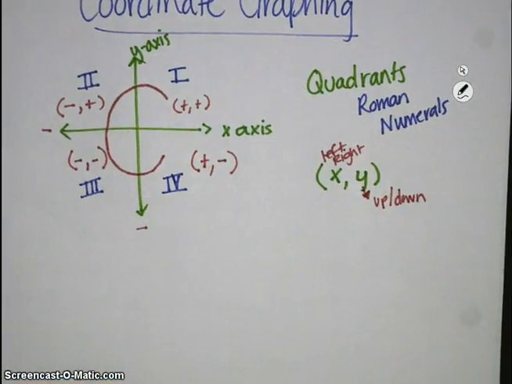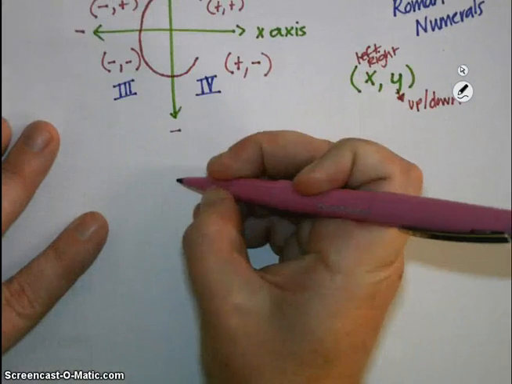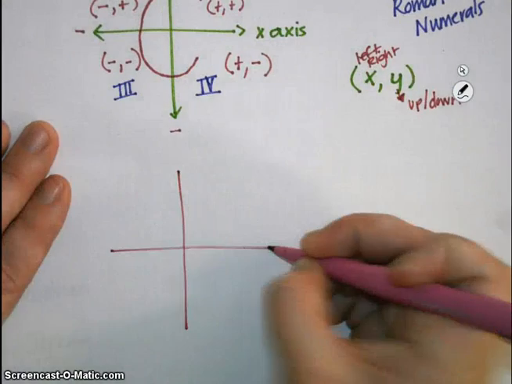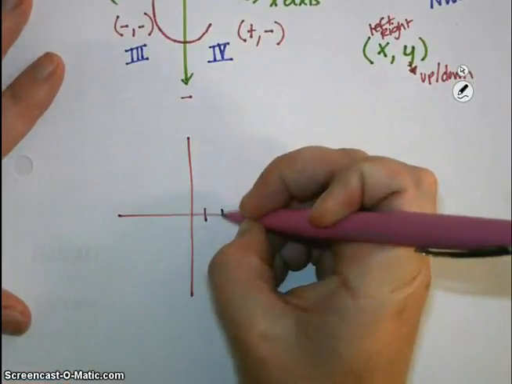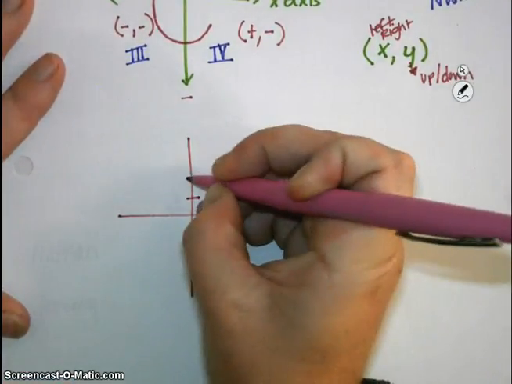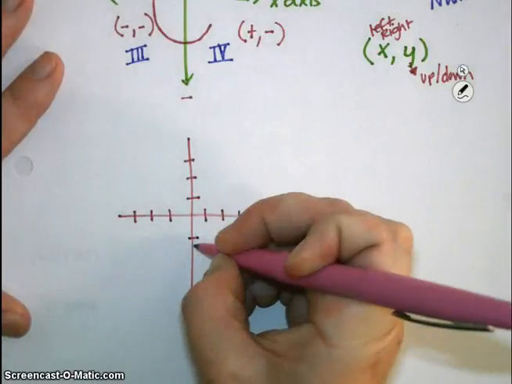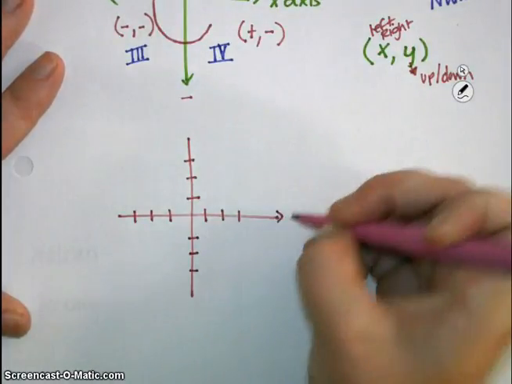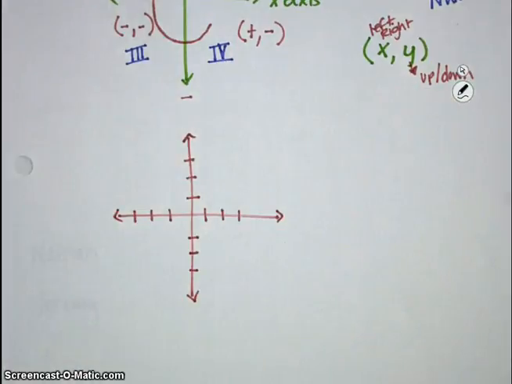So we're going to do a couple of examples where we're going to sketch a graph. Here, I want you to again draw a quadrant, or coordinate plane, and I want you to put 3 tick marks to the right, 3 tick marks up, 3 tick marks to the left, and 3 tick marks down. You want to attempt to space them as equally as possible, but again, it's just a sketch.